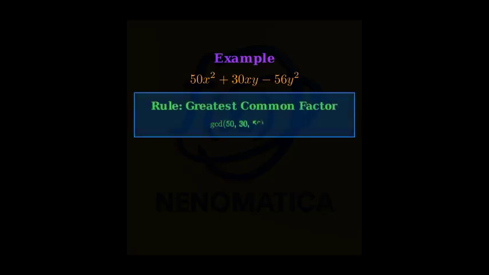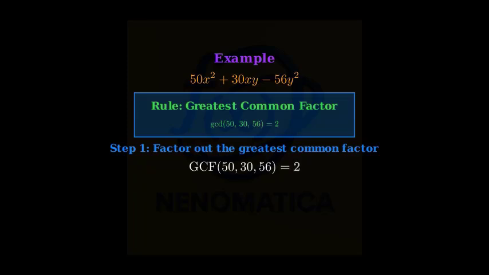Let's look at our example. We want to factor the expression 50x squared plus 30xy minus 56y squared. The first step in our factoring process is to identify and factor out the greatest common factor, or GCF. Let's look at each term: 50x squared, 30xy, and negative 56y squared. The greatest common factor of 50, 30, and 56 is 2. So we factor out 2 from each term, giving us 25x squared plus 15xy minus 28y squared.